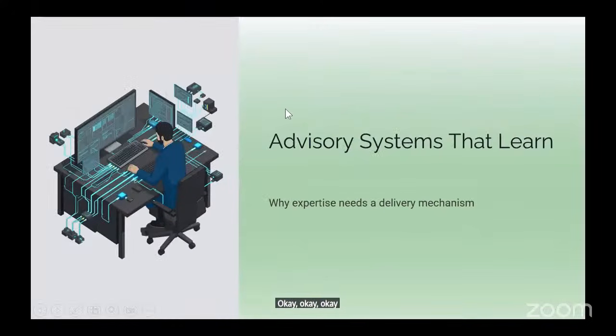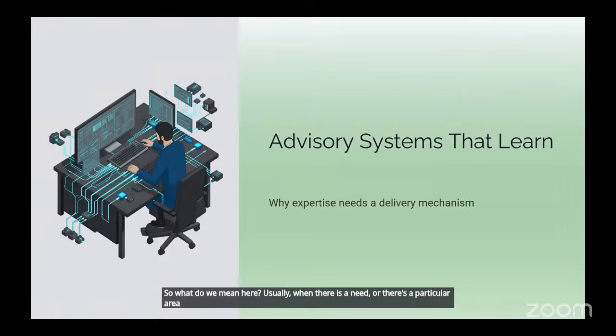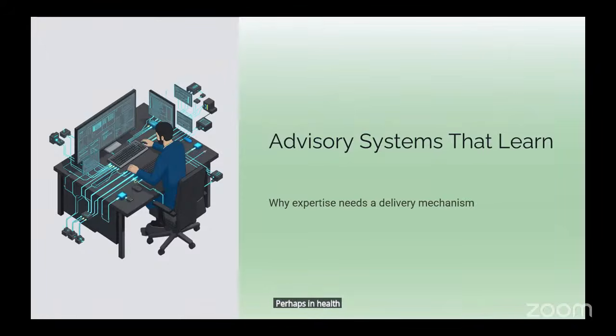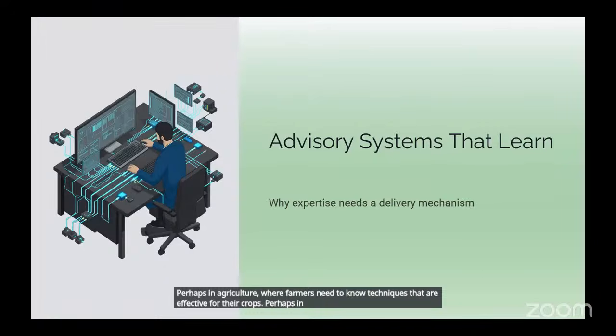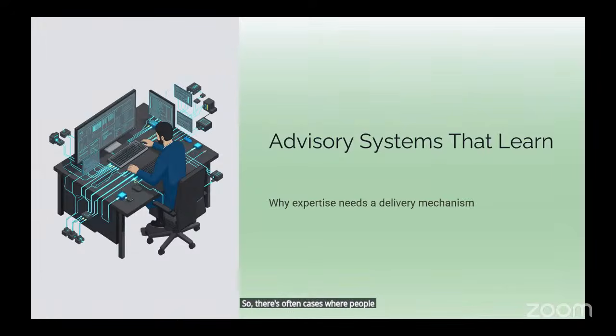So advisory systems that learn. And it says why expertise needs a delivery mechanism. So what do we mean here? Usually when there is a need or a particular area that people need to know about, perhaps in health, perhaps in agriculture, where farmers need to know techniques that are effective for their crops, perhaps in manufacturing, when people need to know effective manufacturing processes, or they need to understand the status of their machines. So there are often cases where people need expert knowledge.